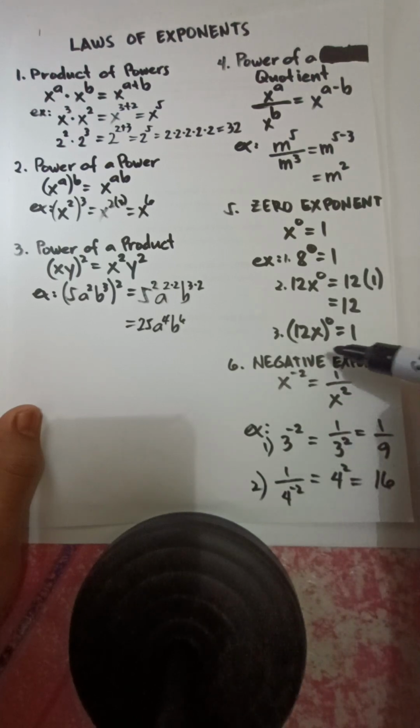So number 3, 12x, all raised to 0. So that is equal to 1.